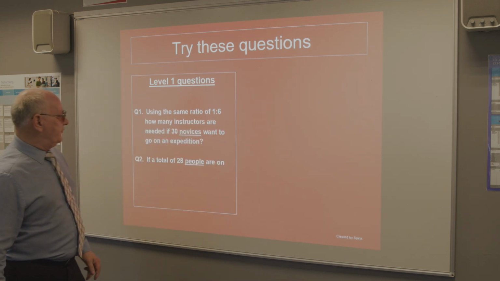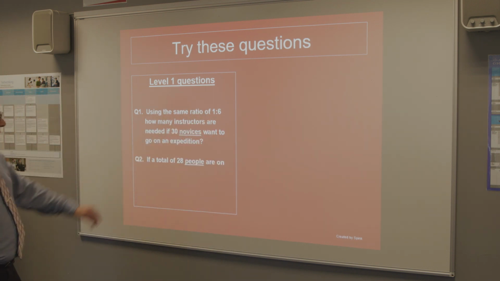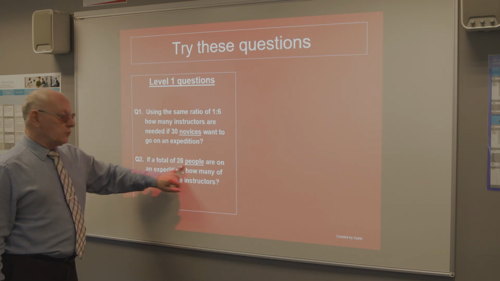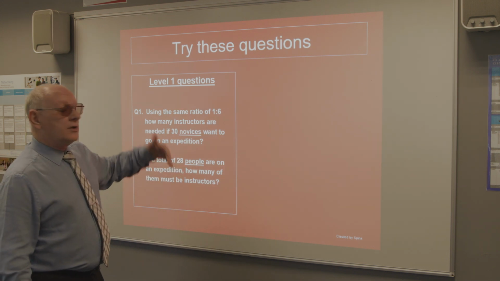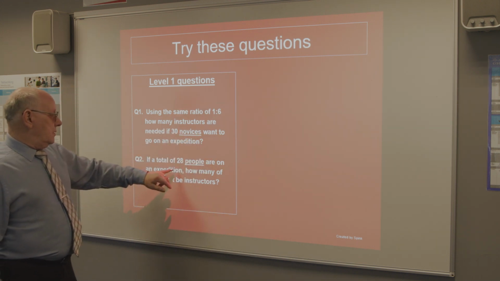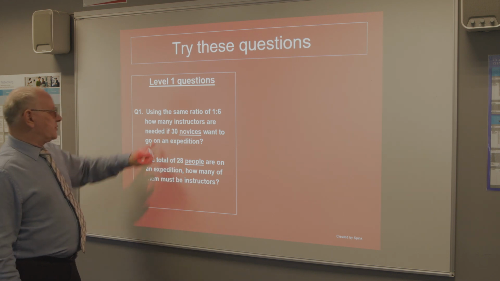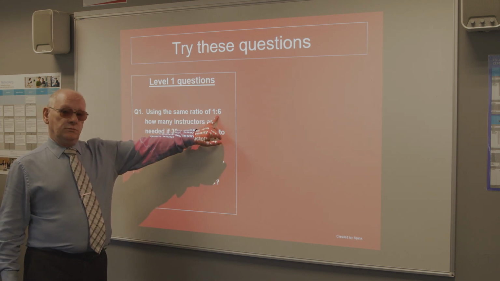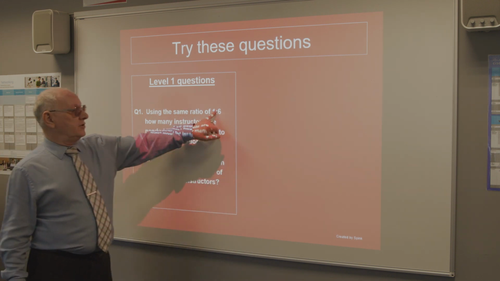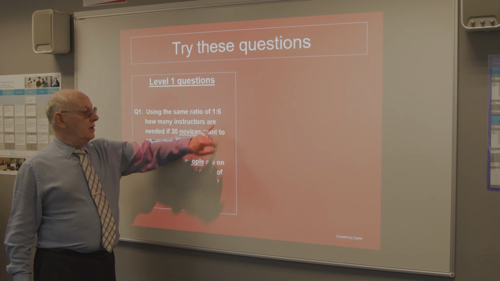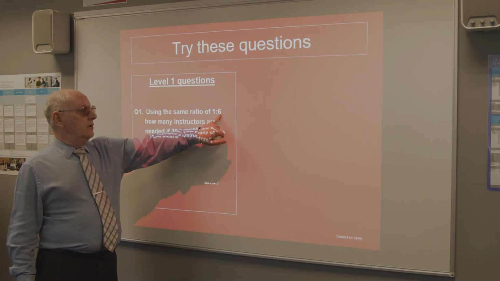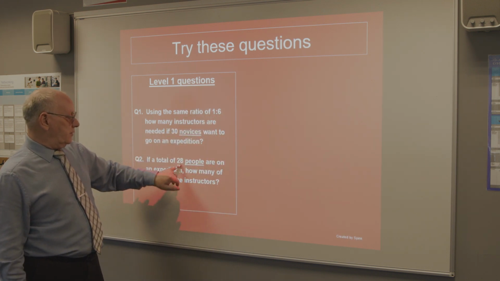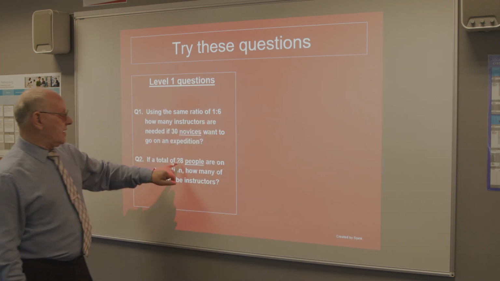5 ones are 5. A total of 28 people are on an expedition. How many of them must be instructors? Now we've got a total again, so we've got to do it like question 2. 28 people on the expedition, we're using the same 1 to 6. That adds up to 7. 28 divided by 7 is 4. 4 ones are 4. 4 sixes are 24. 24 plus 4 is the 28 that we started with. So the answer is 4.